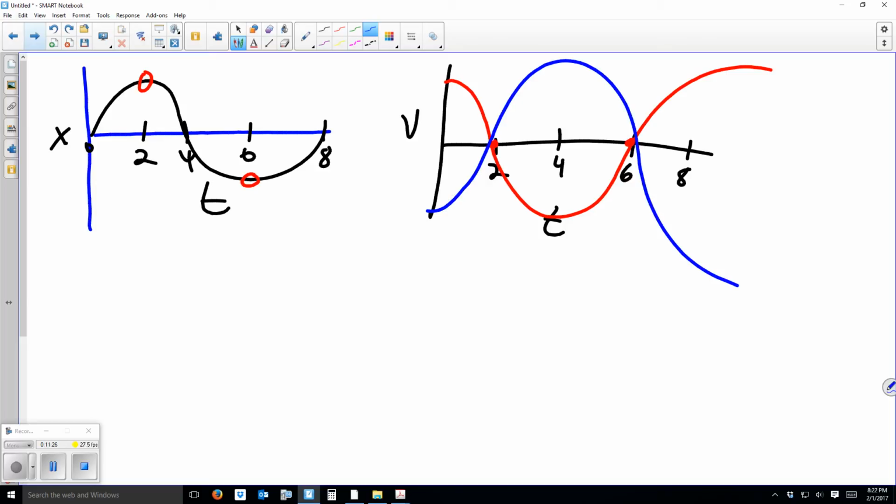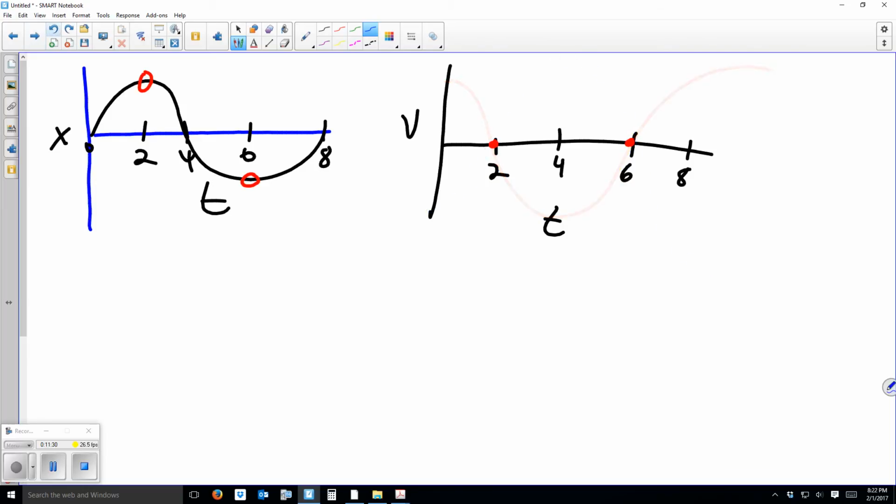So I'm going to take a look at this first graph and say, all right, at time 0, I was on the way up. That means I have to have a positive velocity, which means I have to start with a positive velocity here, and then I make my graph.